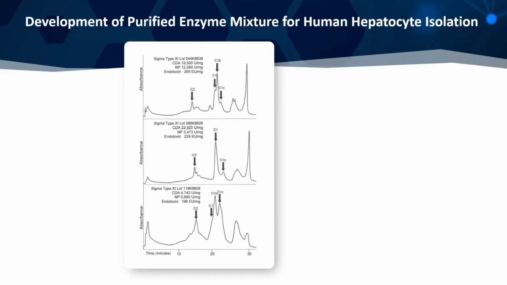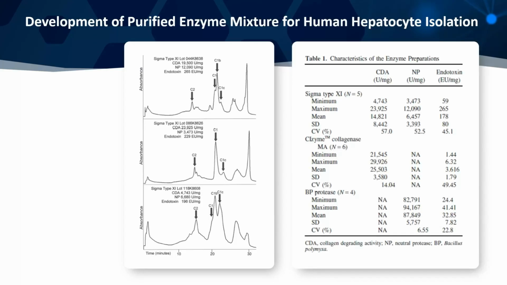When we made the blend, which I'll share with you shortly, you can see that there's a very wide range of CD activities in 5 different lots of Sigma type 11, and the same goes for neutral protease activity and variable endotoxin activity.